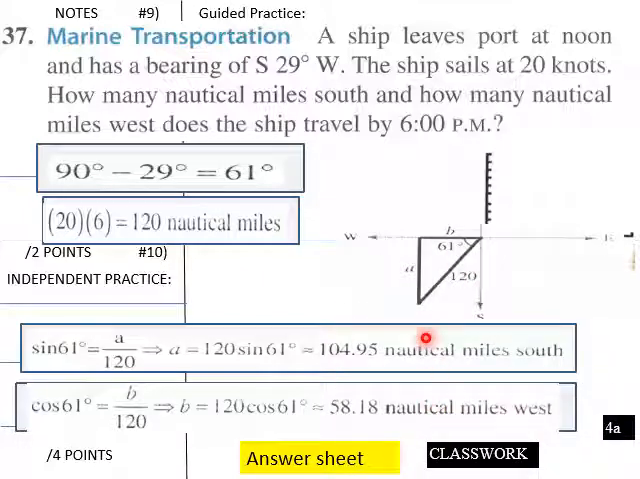nautical miles west. So using our triangle here, here's our distance, here is A here, sine 61 will give us our A. We discovered our A is 104.95, and then B, knowing both sides now, without using our Pythagorean theorem, we can find that B will equal 58.18 here by using our sine and cosine functions for that problem there.